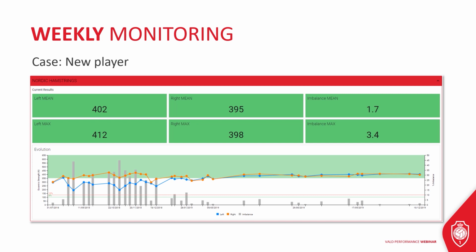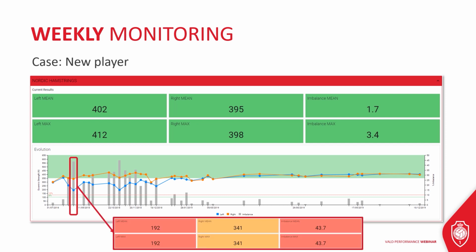After a while, around let's say New Year 2019, the lines came closer to one another and they came into the green zone. So the absolute values are now around 400 Newton, and the imbalance between left and right has disappeared. So it's fine now. But of course, we made him a special program. If you see the data in the beginning, low absolute values, very high imbalance, and now everything is in green.